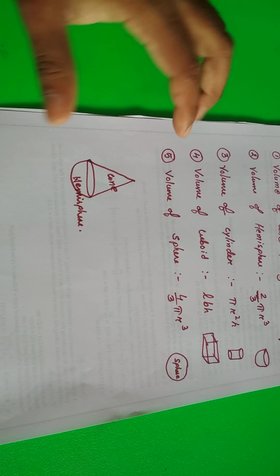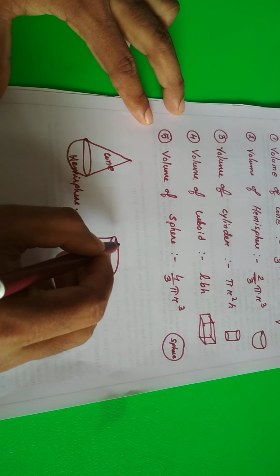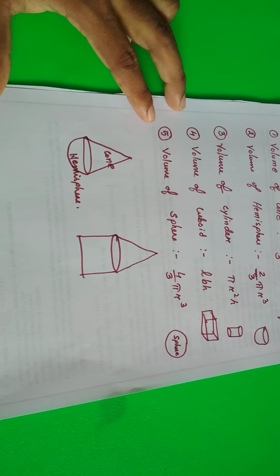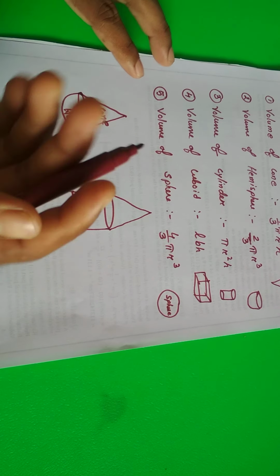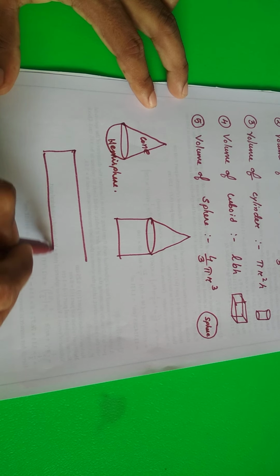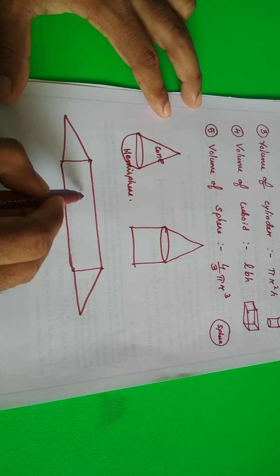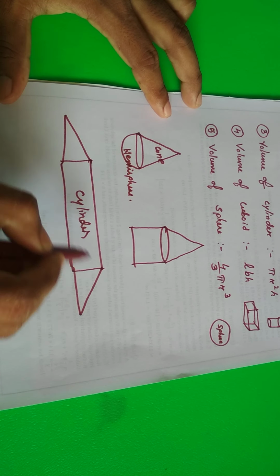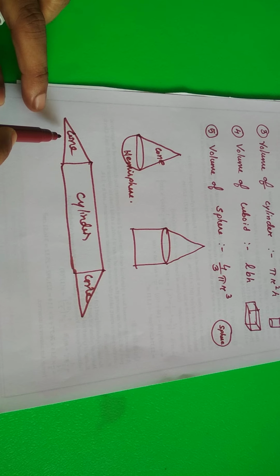Okay? Or next we have a cylinder. Let's say this is a cylinder. A cone is surmounted. This is volume of the cone plus volume of the cylinder. How many liters can this particular cylinder hold? Next we have, let's say, you might have seen this type of structure. What is this? This is a cylinder and these are two cones. Now what will be the total volume of this particular structure? Volume of two cones plus volume of the cylinder.